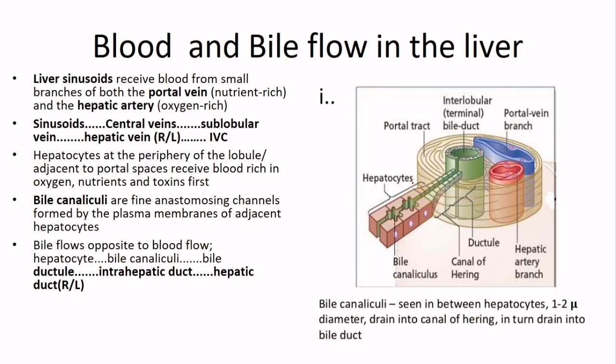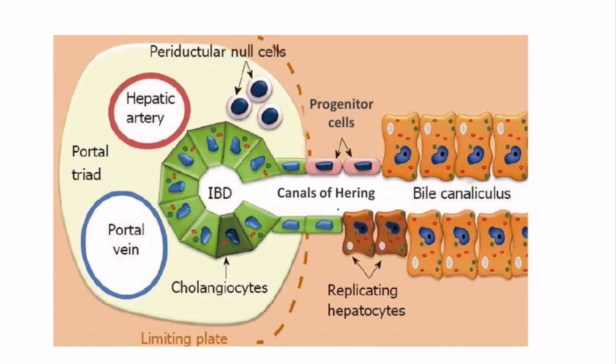So we can appreciate here that these are hepatocytes. Adjacent hepatocytes, their plasma membranes will form what you call bile canaliculi. From these bile canaliculi, bile goes to the canal of Hering here. So this is bile flowing: bile canaliculi, canal of Hering, interlobular bile duct. This is the same diagram representing the same thing, from bile canaliculi to canals of Hering to interlobular bile duct within the portal area.